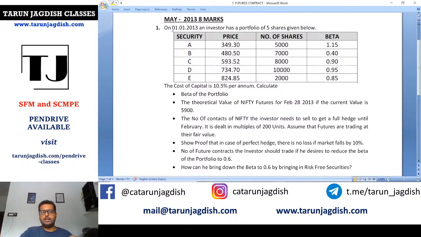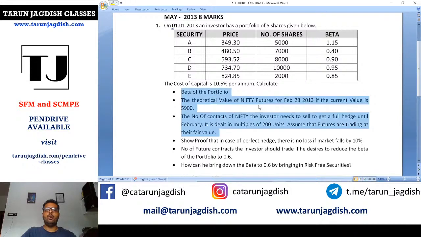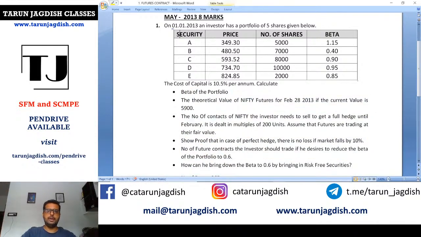Alright friends, let's do it together now. First thing, friends, there is no basic data required because all the data is available either in table format or in bullet point format. Now they have given the security, the price, the number of shares, and the beta. From this price and number of shares, can I find out the total market value? Once I get the total market value, can I also find out the weights? Once I get the weights, I multiply with beta. Can I not find out my overall beta?